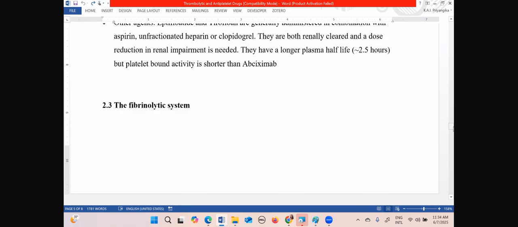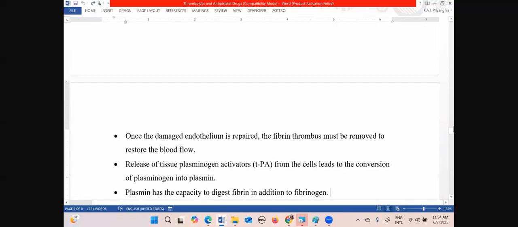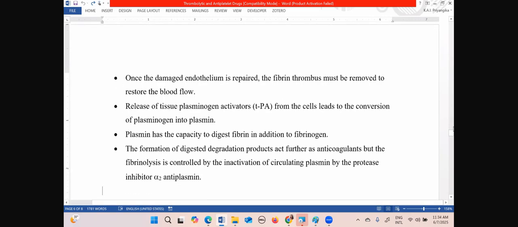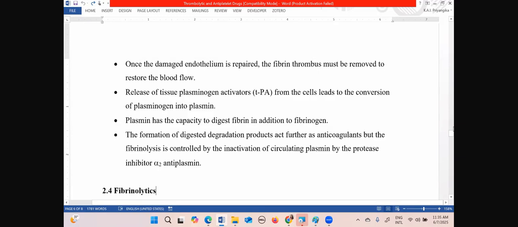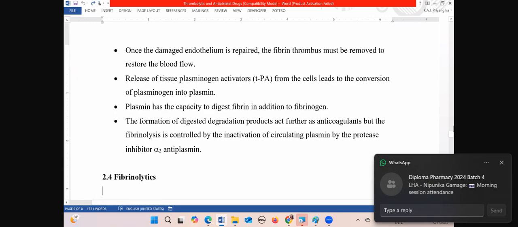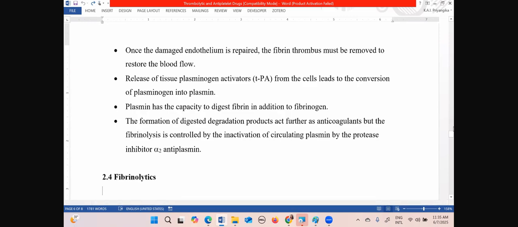So we also need that process in certain cases, like when there is ischemic heart disease or stroke, and there are blood clots, I mean thromboembolism is happening in that patient. So we can use this type of system to dissolve the blood clots. Once the damage to the limb is repaired, the fibrin thrombus must be removed to restore the blood flow. Release of tissue plasminogen activator, or tPA, from the cells leads to the conversion of plasminogen into plasmin. Plasmin has the capacity to digest fibrin in addition to fibrinogen. The fibrin degradation products act further as anticoagulants, but fibrinolysis is controlled by the inactivation of circulating plasmin by the protease inhibitor alpha-2 antiplasmin.